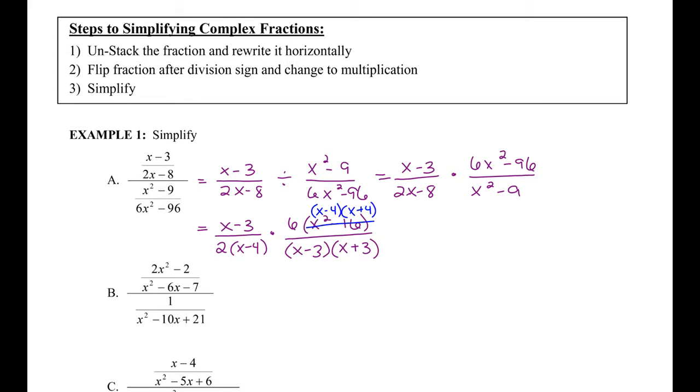Now I can go about crossing off factors that appear in both the numerator and denominator. So I can cross off an x minus 3, I can cross off x minus 4, and I can simplify 6 over 2 to be 3 over 1. So the only thing left in the numerator is my 3 and the quantity x plus 4. And in the denominator, we're left with the quantity x plus 3.